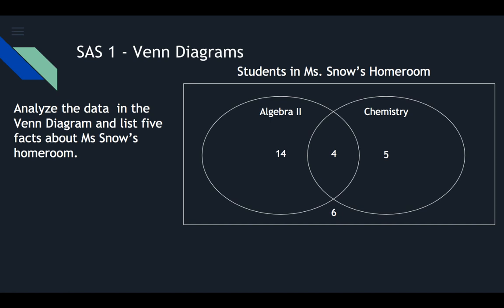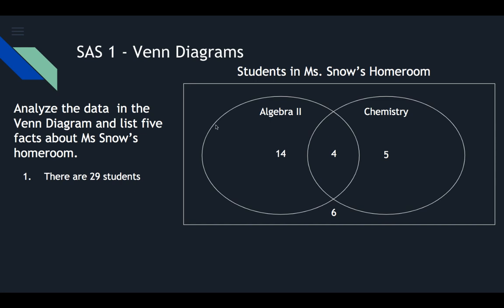So one fact we can say: all the numbers in this Venn diagram add up to the total number of students in Miss Snow's classroom. So 14 and 6 is 20, plus 4 and 5, which is 9, is 29. That's the very first piece of information. That's 29 students.